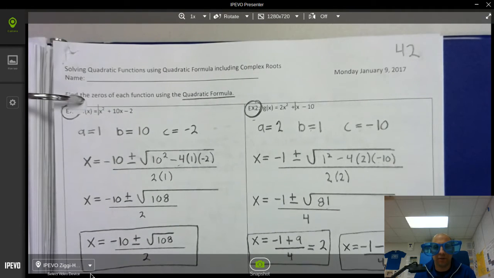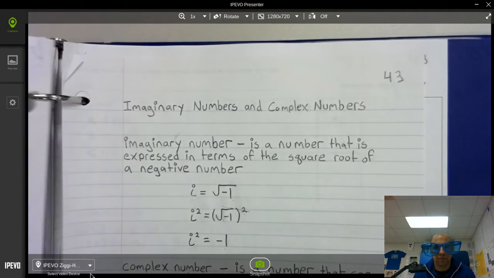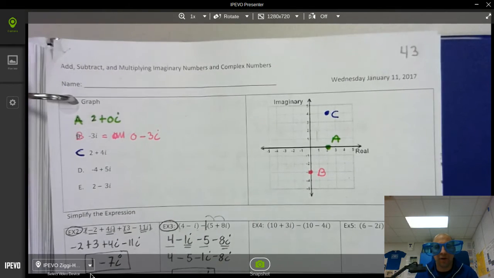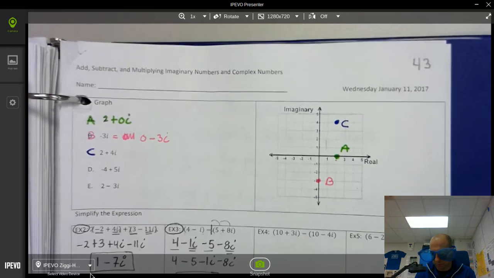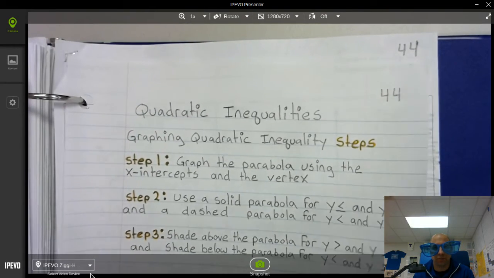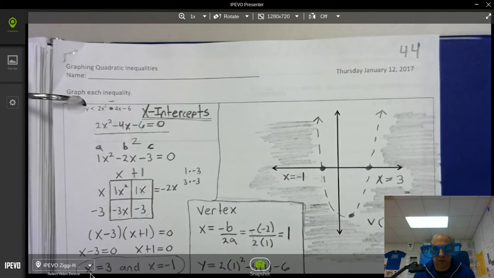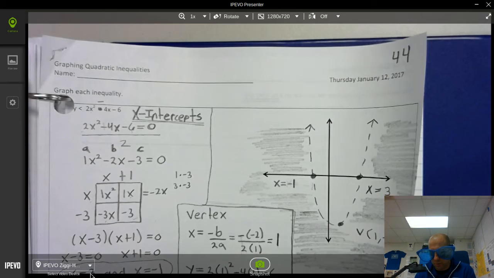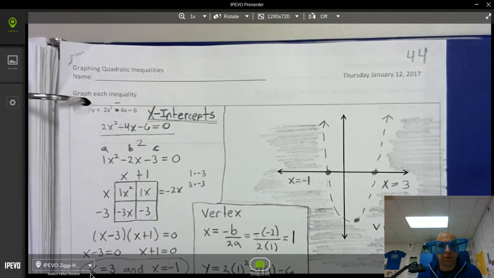Six pages, seven pages, eight pages, nine pages, and 10 pages. Okay? Yep, 10 pages. So there's what should be in your journal.